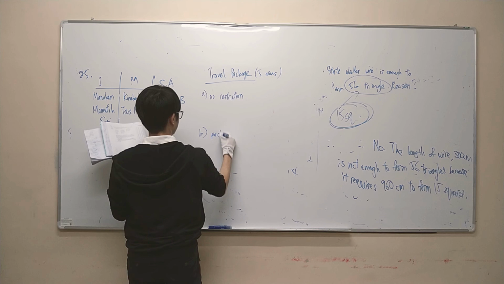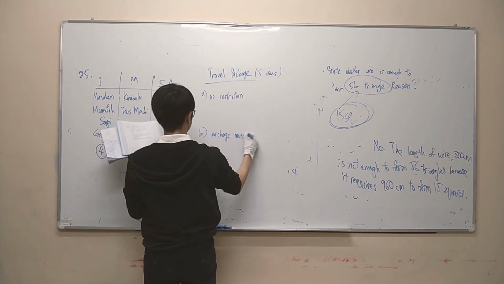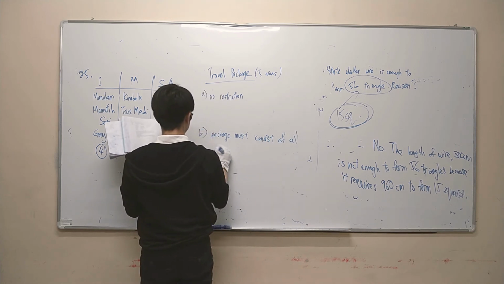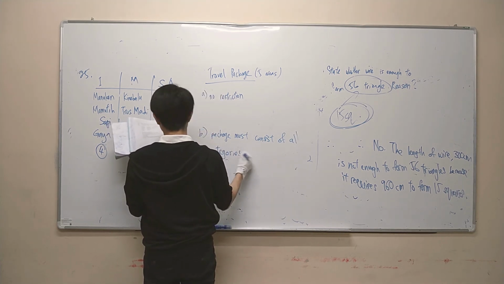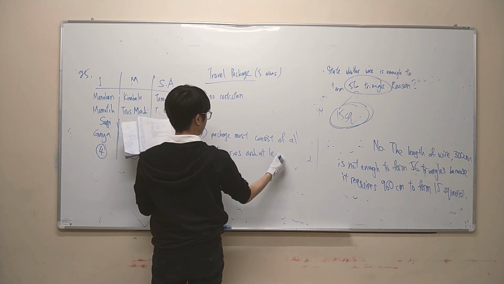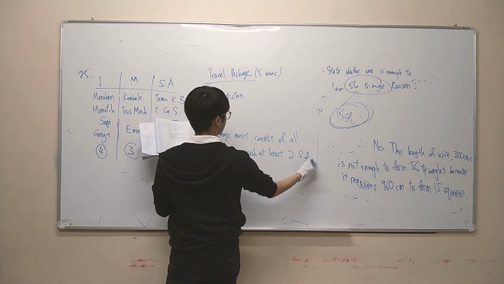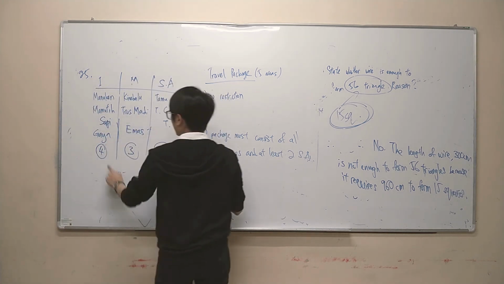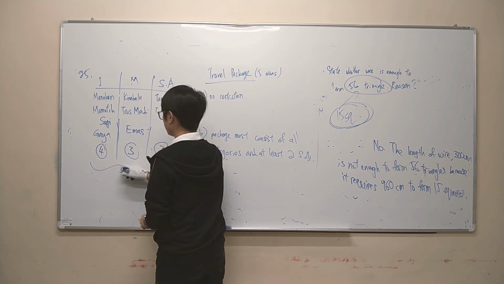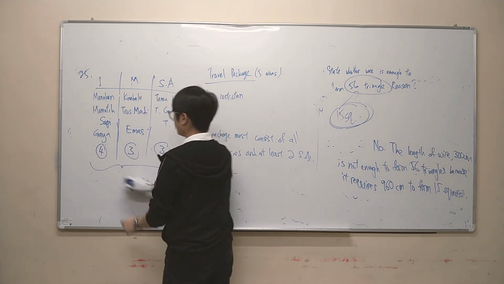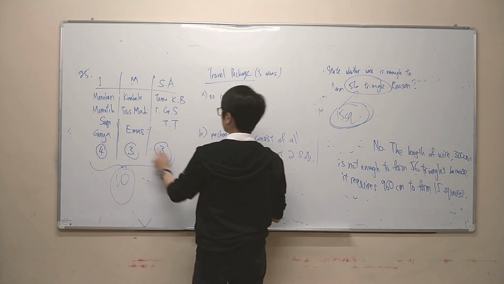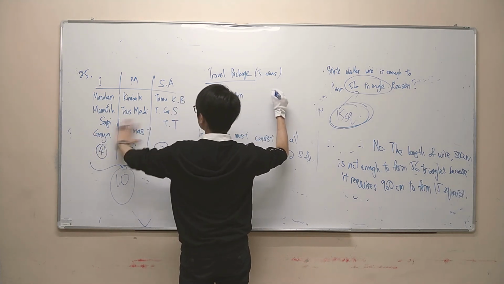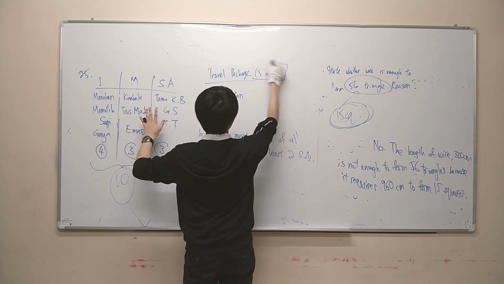So the package must consist of all categories and at least 2 shopping areas. Okay. How many in total do you have? 4 plus 3 plus 3, so how many options? 10, right? 4 plus 3 is 7, 7 plus 3 is 10. So 10 different tourism spots. I need 5 areas.